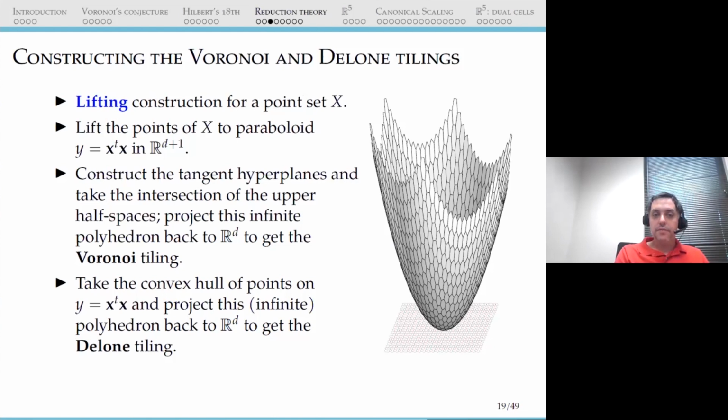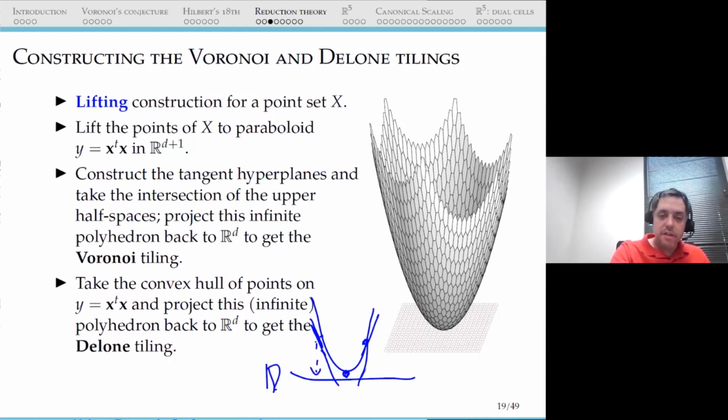We lift all the points of this point set onto the standard paraboloid x transposed x in D+1 dimensional space, and then we do two different constructions for this point set. For the Voronoi tiling, let me draw this paraboloid. We construct the tangent hyperplanes and take the upper half space for each hyperplane, and then project this infinite polyhedron back to the D-dimensional space. We need to project the D faces, right? So the projection will give the Voronoi tiling.